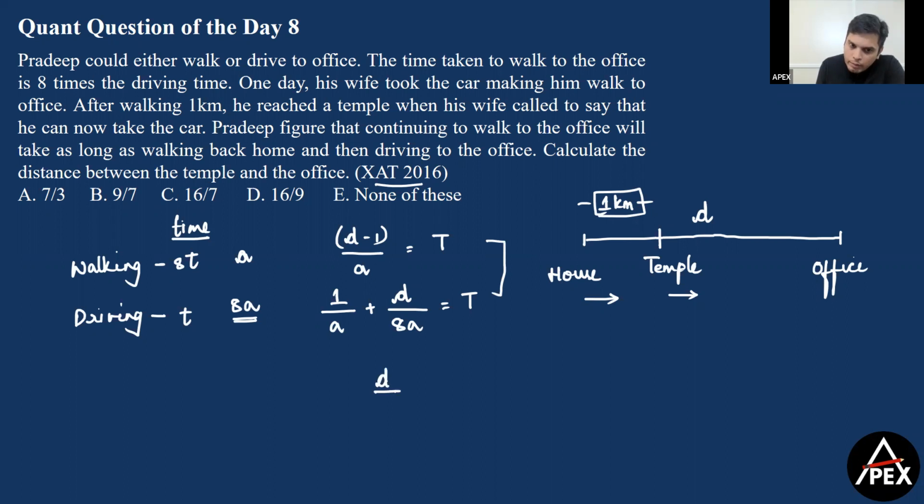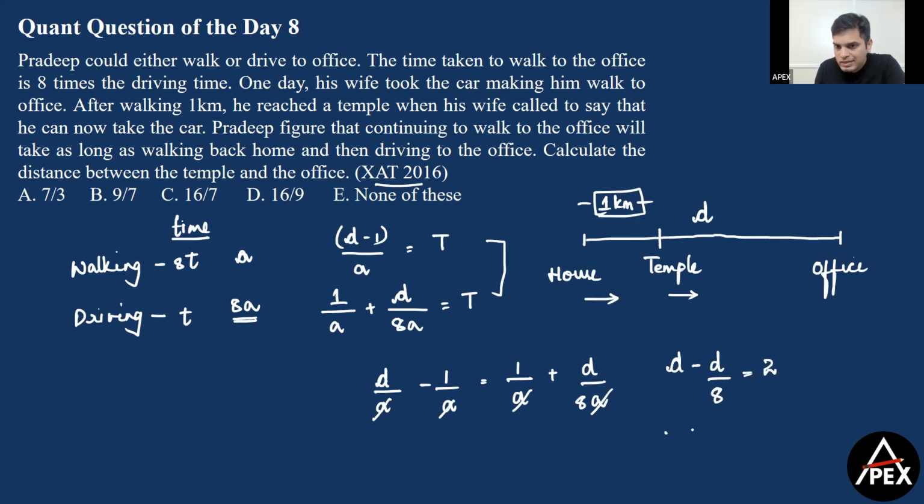So (d minus 1) by a is equal to 1 by a plus d by 8a. So I can cancel out a on both sides. So we have d minus d by 8 is equal to 2, or this is 7d by 8 is equal to 2, or this implies d is equal to 16 by 7. So what is d? The distance between his house and office is 16 by 7 kilometers.